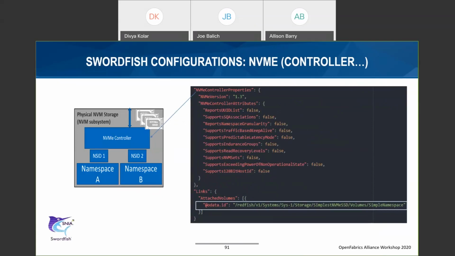As I've shown in this slide, there are a bunch of NVMe controller properties that could be defined. Properties like the namespace granularity feature, or whether endurance groups are supported or not, whether sets are supported or not, etc., could be defined under NVMe controller properties. We can also see that there is a link saying that there is an attached volume for this controller, and there is a path for that volume. So this shows that this particular volume can be accessed with this controller. Moving on to the next slide.